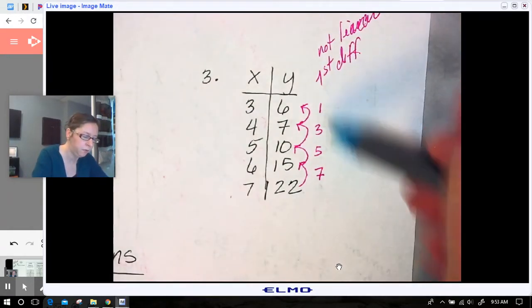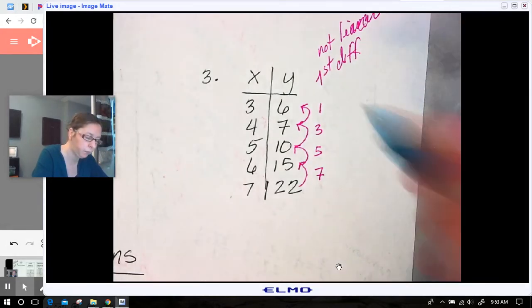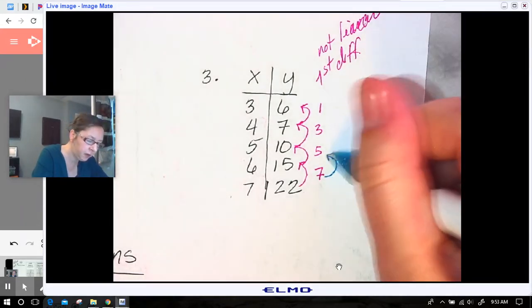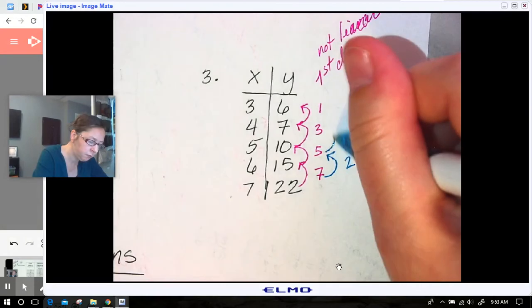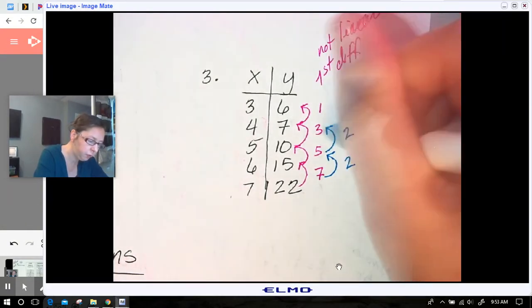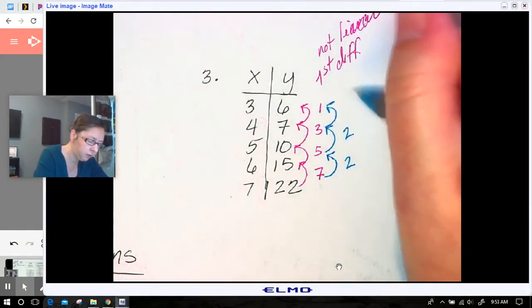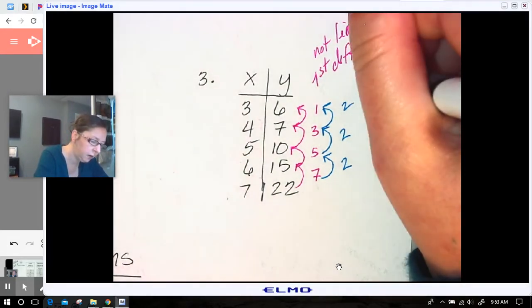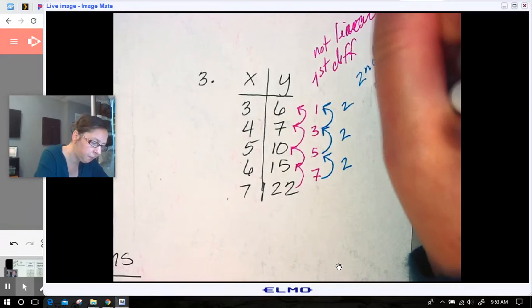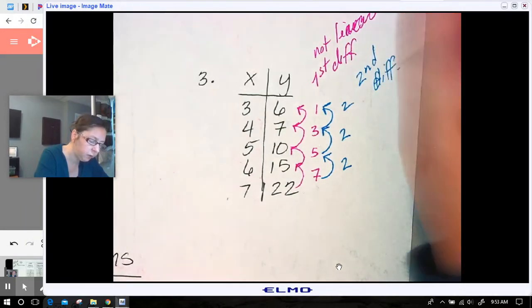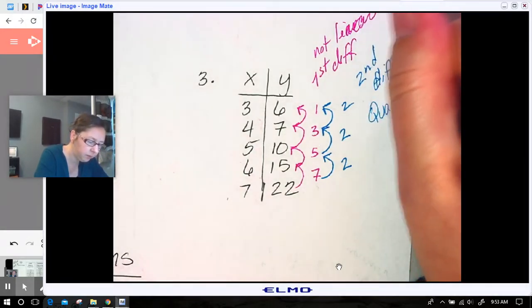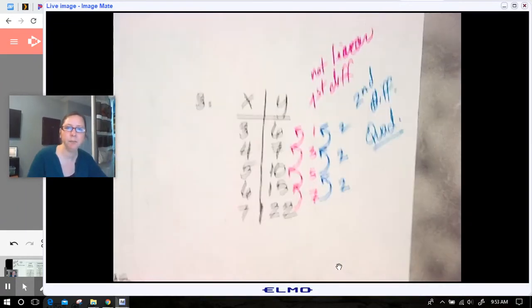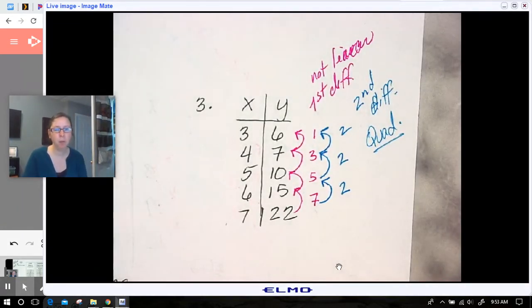We're going to use this first difference. 7 minus 5 is 2. 5 minus 3 is 2. 3 minus 1 is 2. So it has a common second difference, which means that this function is quadratic. That's how we can tell by looking at a table.